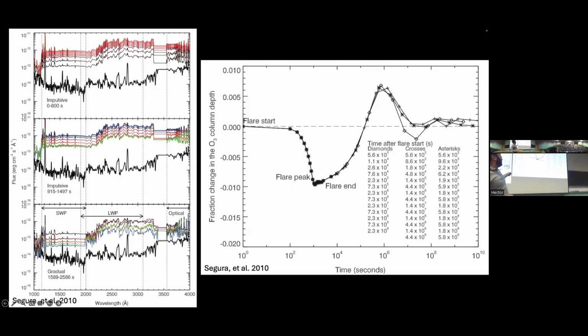And you can see how when the flare happens, the ozone column goes down. However, it goes down by about 1%, which is not much. And then it just stabilizes. Not even a couple of years, a year, it just stabilizes. And we get back the ozone column depth that we had before.